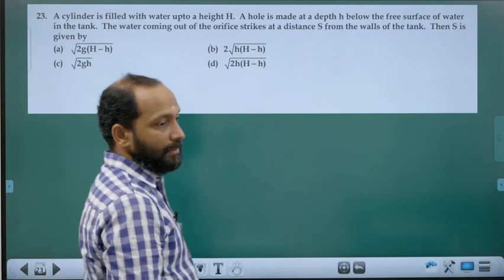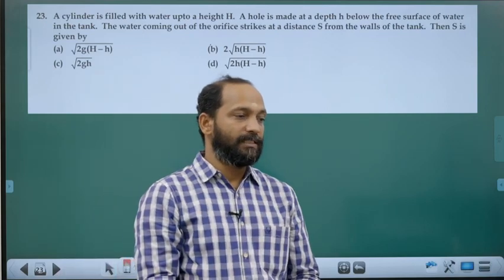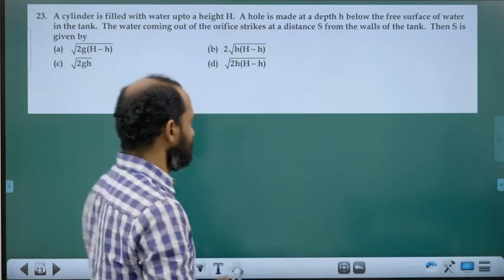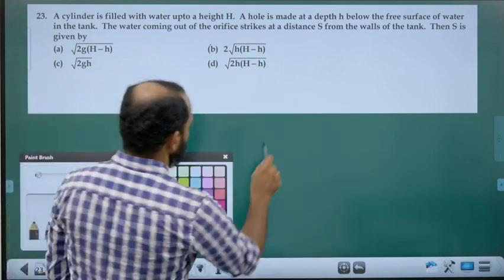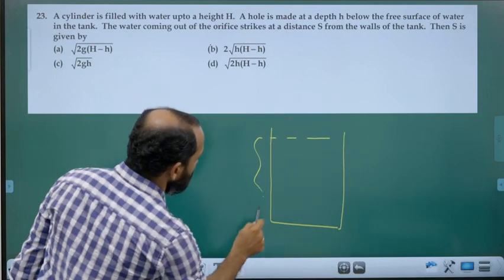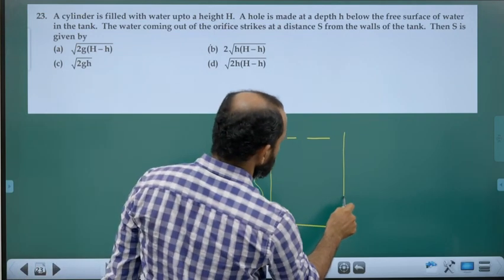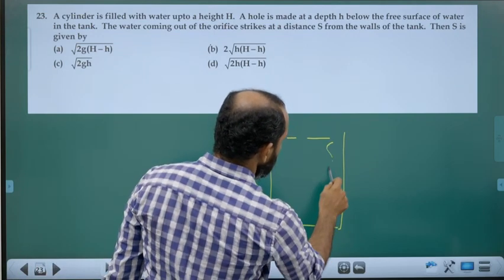Next one. A cylinder is filled with water up to height capital H. A hole is made at depth h below the water surface in the tank. This is the case. Water is filled up to height capital H. A hole is made at depth h below the water surface. Here is that hole, and here is the height h.